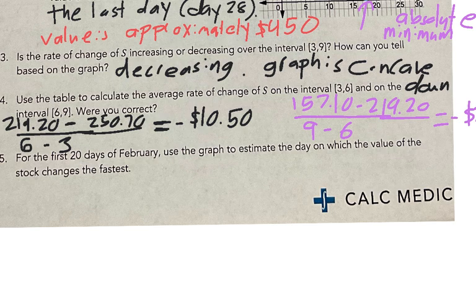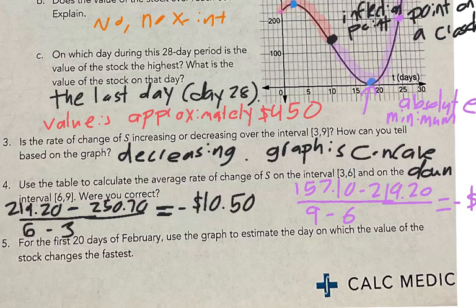So, for the first 20 days of February, we want to use the graph to estimate the day on which the value of the stock changed the fastest. So on the first 20 days, what day did the stock change the fastest? So how are we telling change?